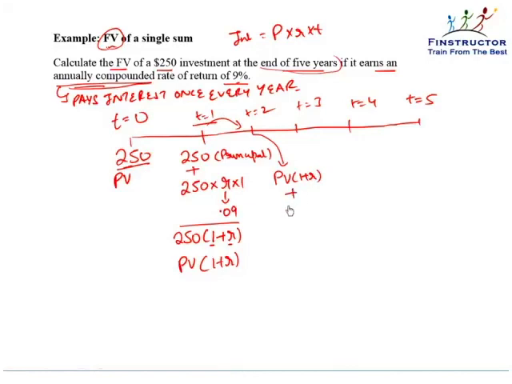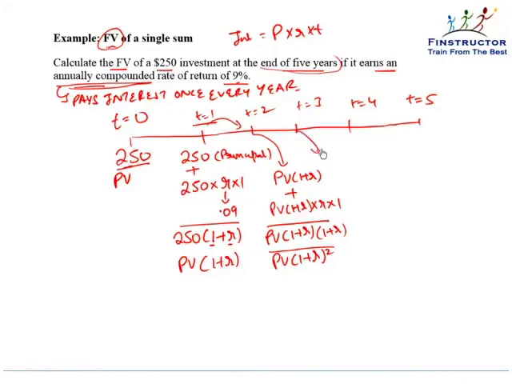Plus we will get some interest, that is the principal into the rate, into the time, that is again 1 year. So here again, PV into 1 plus R will come out common, and we'll have 1 from the first term plus R from the second term. Our amount at the end of year 2 would become PV into 1 plus R to the power 2.